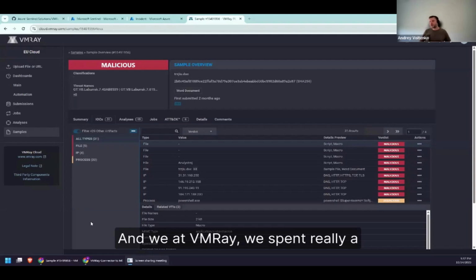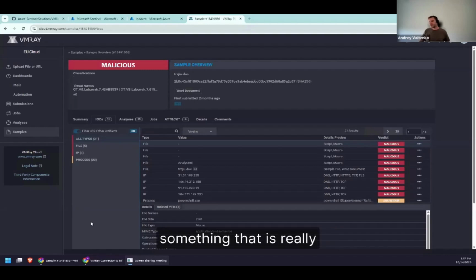And at VMRay, we spent a lot of time creating a special engine that will filter out all those artifacts, all the changes in the systems. We call them artifacts. That will filter out artifacts that are benign from something that is really associated with the bad behavior, which is an IOC.